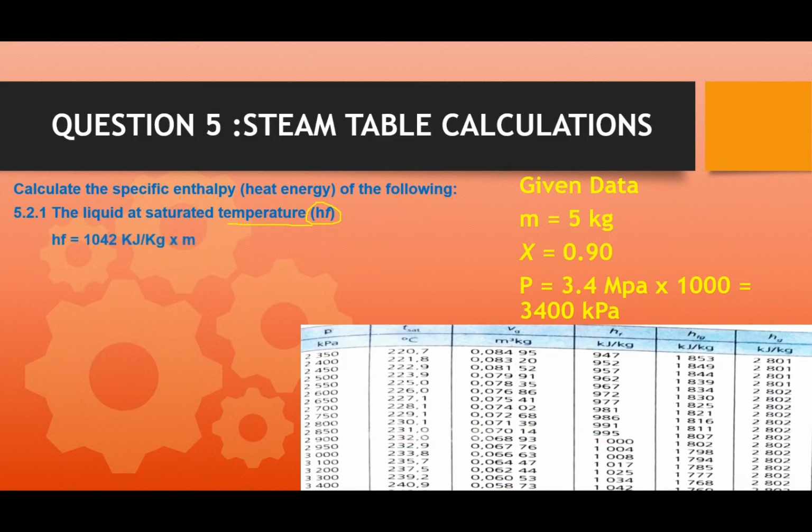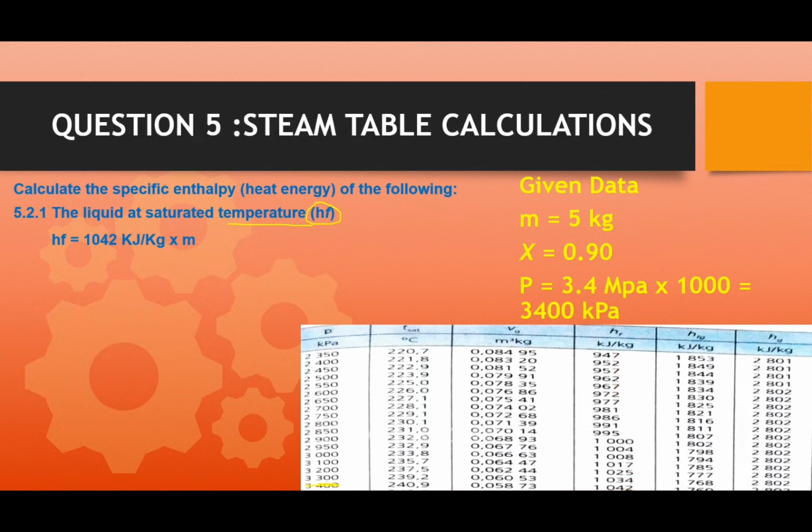Right, so what I'm going to do now is very important. You are going to go to your pressure column, which is here. We are going to look for this heat energy here, which is 3,400. As you can see, it is 3,400. I'm going to go across the line here, and I'm going to look for this column, which is HF. So when it is 3,400, the liquid enthalpy heat energy value is 1,042.